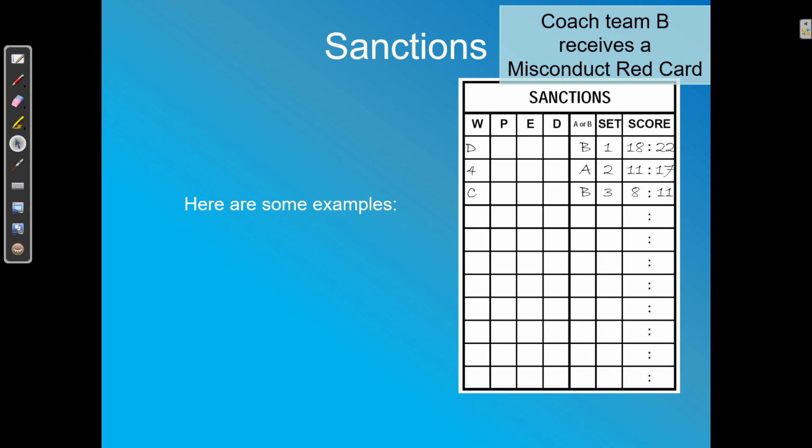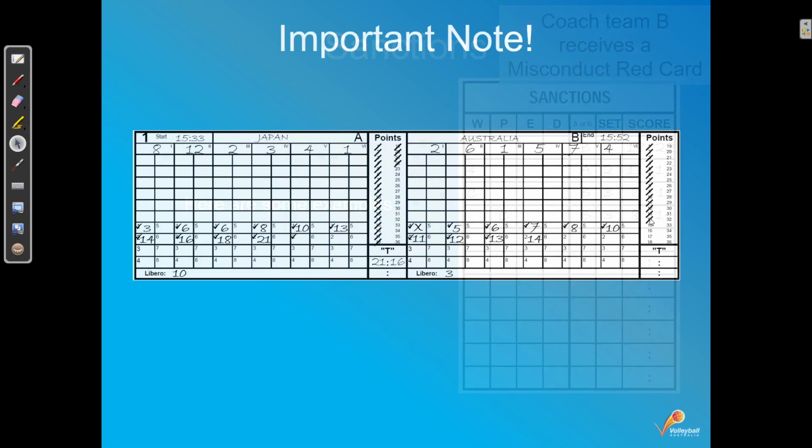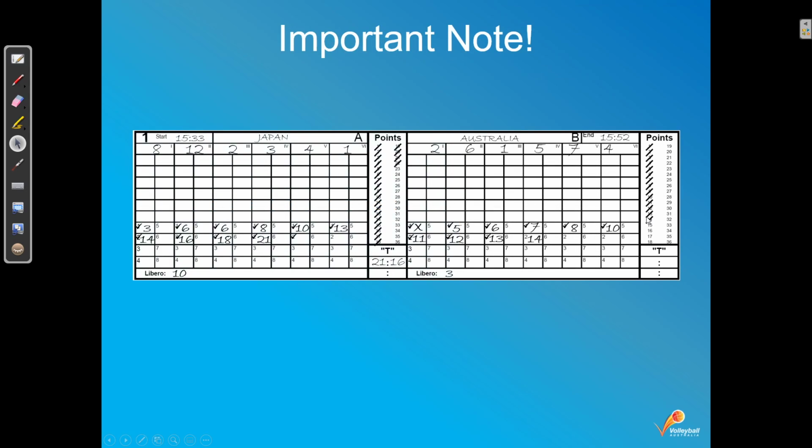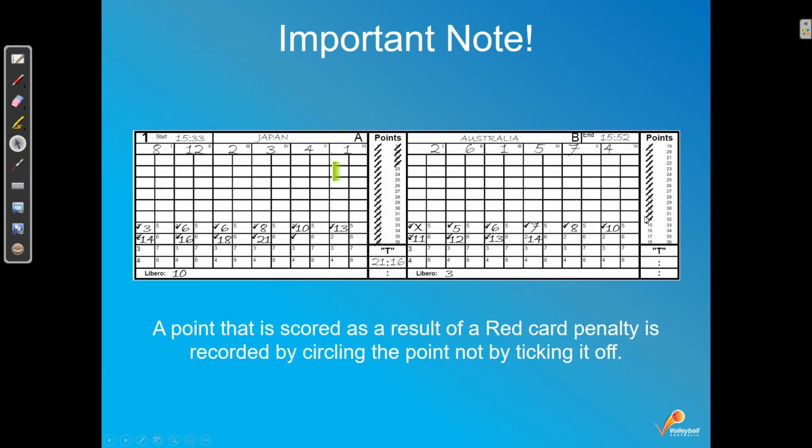And then coach B receives a misconduct red card. So this is a penalty. And this is team B, third set, and then score of team B and then score of team A. An important note when recording a penalty is that the point is circled on the other team's points instead of ticking it off. So you just circle it, and that's all you do.